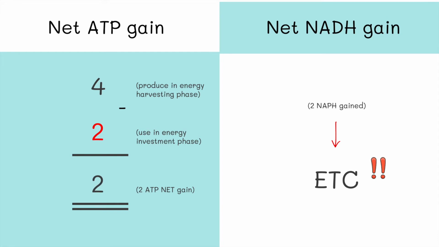These 2 ATP are ready to be used by the cell for any cell processes. And for the NADH, 2 NADH are gained in glycolysis, and both of them will go directly to the electron transport chain to help make more ATP.